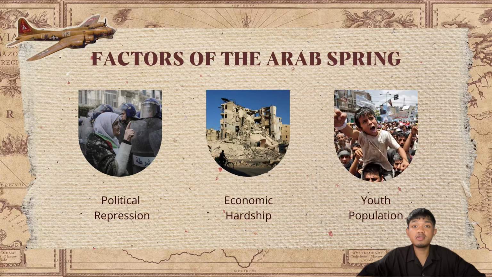One of the main reasons for the Arab Spring was political repression. In many Arab countries, governments were ruled by authoritarian leaders who held on to power for decades. These leaders controlled everything, including elections, media, and public freedoms. People had little say in how their country was run, and anyone who criticized the government could face arrest, torture, or worse. This created deep anger and frustration as citizens felt they had no voice or rights.